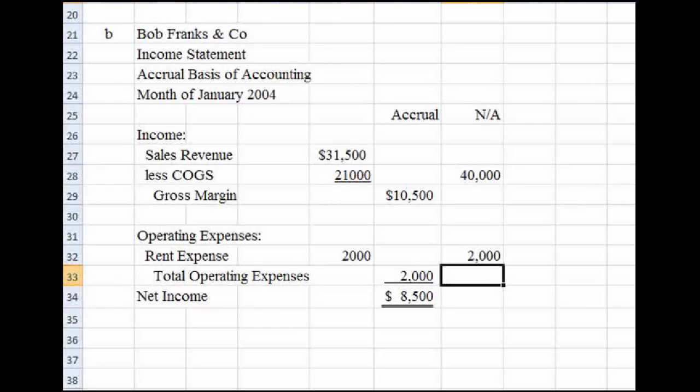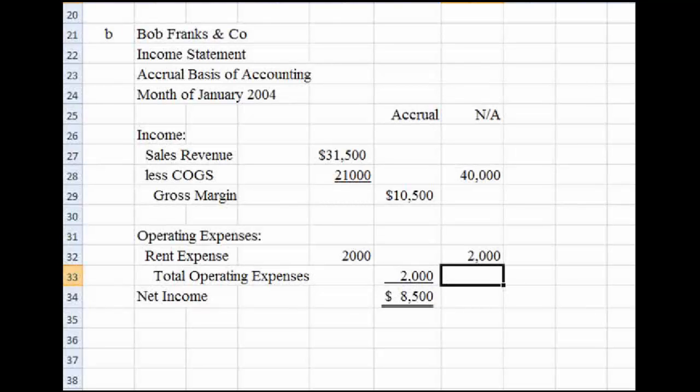Finally, requirement D asks which of the two income statement presentations you think, 1, provides better information as to cash flow for the month of January. Now, looking at the cash flow, a cash basis statement will usually do a better job. The answer for this one is cash basis.